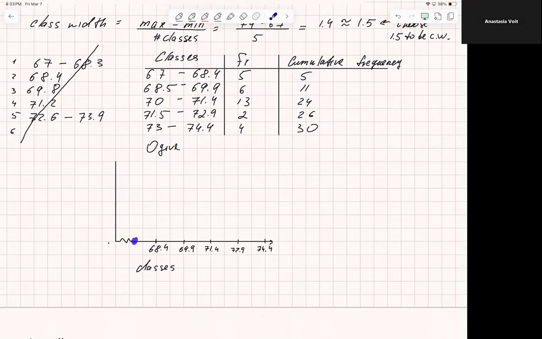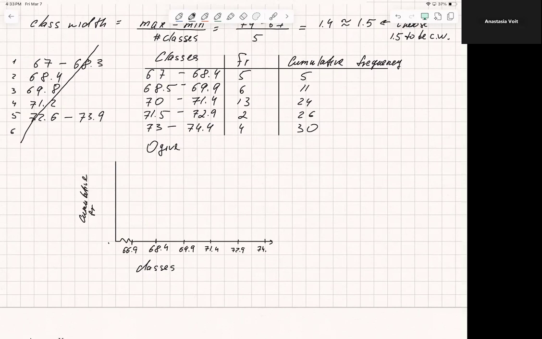So in order to start from 0, we need to calculate what is the upper limit of the zeroth class, right? So that's going to be one unit less, or 0.1 unit less than 67. So we will mark here the 0 as 66.9, right?